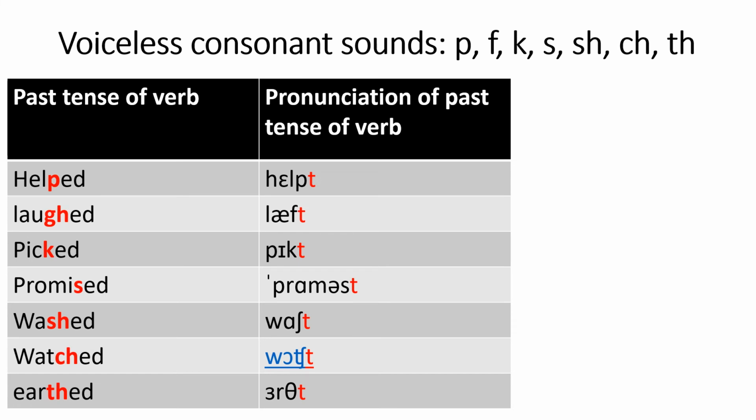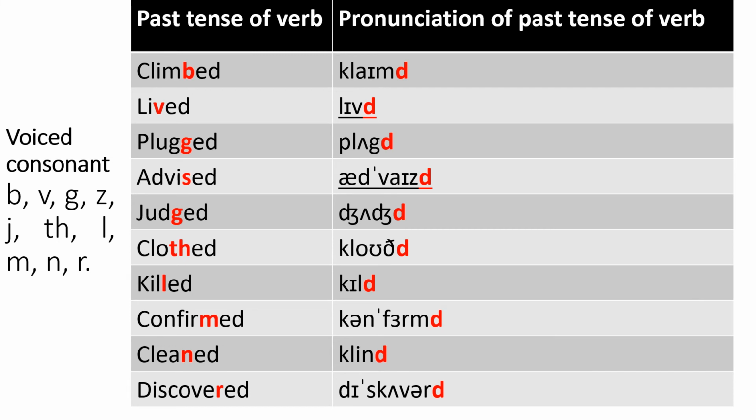promised, washed, watched, earthed. Here are some more examples of past tense of verbs which end with the d sound. And remember, the reason is that at the end of the first form of the verb, there is a voiced consonant. Climbed, lived, plugged, advised, judged, clothed, killed, confirmed, cleaned, discovered.